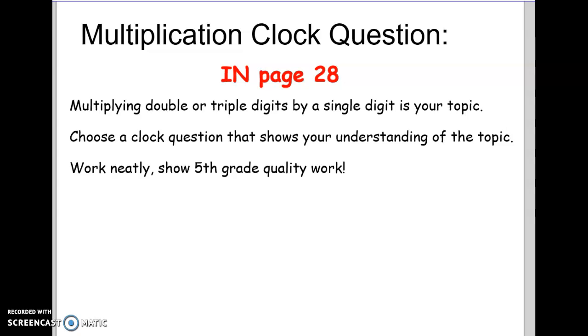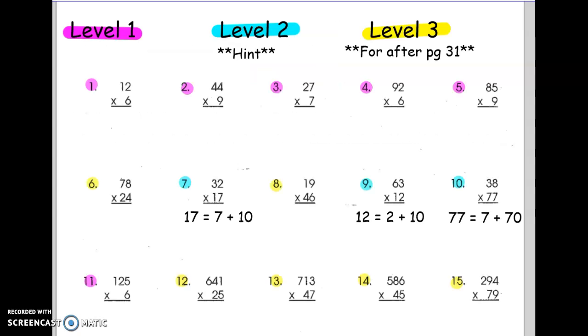You're going to choose a clock question that shows your understanding of the topic. You're going to work neatly and show 5th grade quality work. You're going to do this task at the bottom of Interactive Notebook, page 28, below the flip books that we just worked through. Okay, let's move on to page 29.